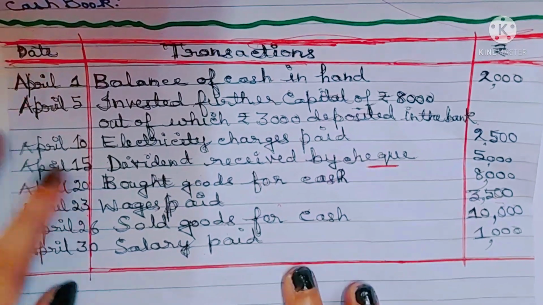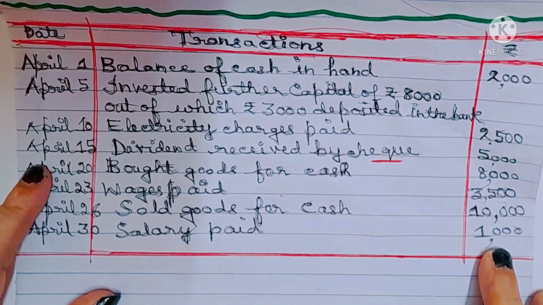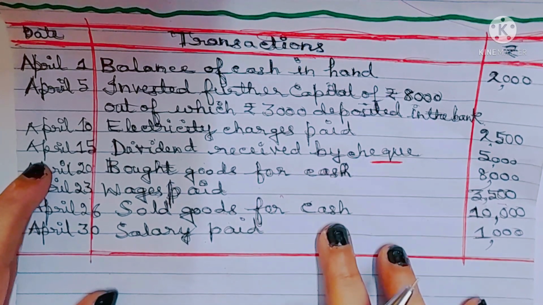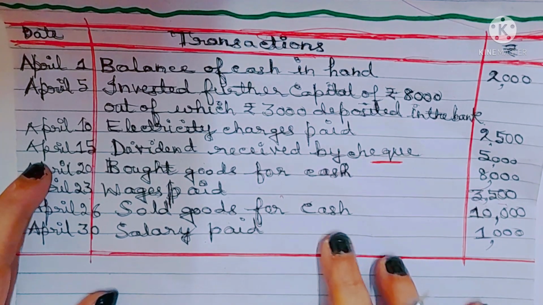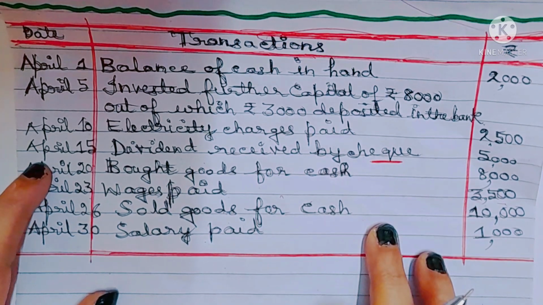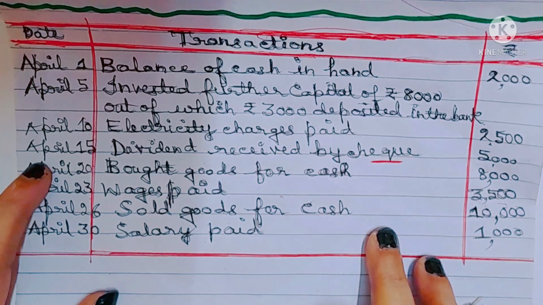The last transaction is on 30th April, salary paid 1,000. So what will be the journal entry? The journal entry will be salary account debit to cash account. What is the position of cash account? Since cash account is on the credit side, salary will also be on the credit side. So we'll have to write by salary account in the cash book on the credit side 1,000.